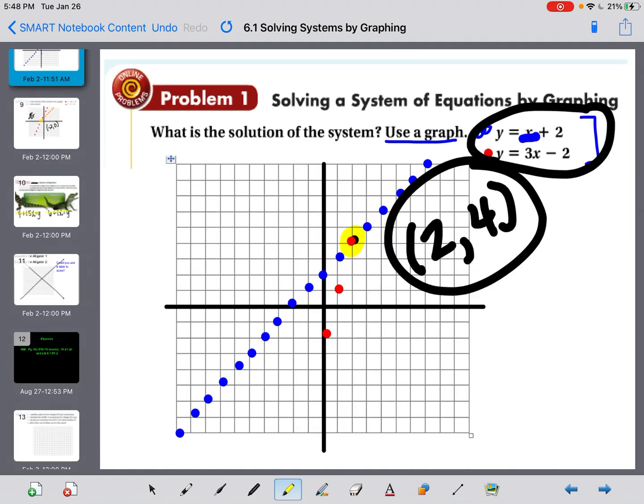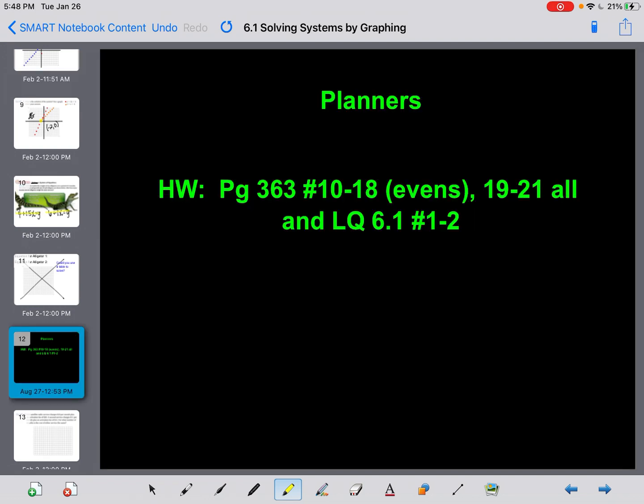All right, that's all that you have to work on for part 1. The homework for that is on page 363, numbers 10 through 18 even, 19 through 21, and lesson quiz numbers 1 and 2.